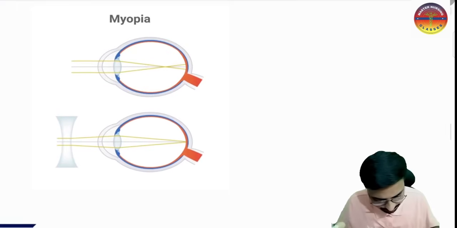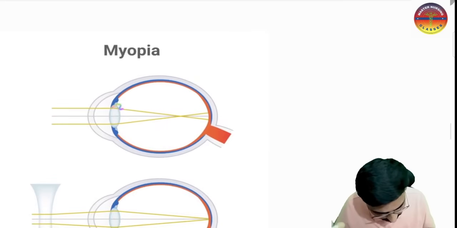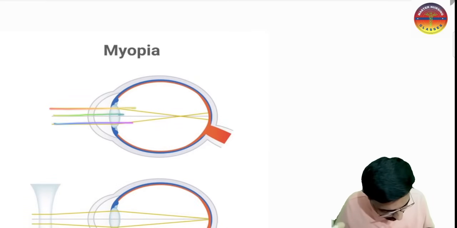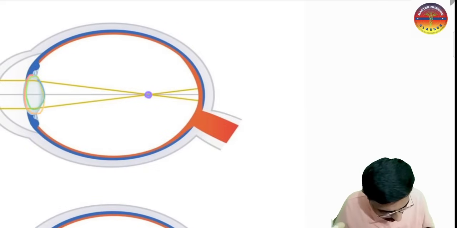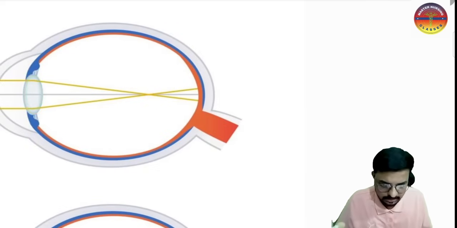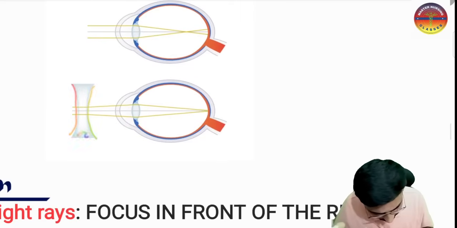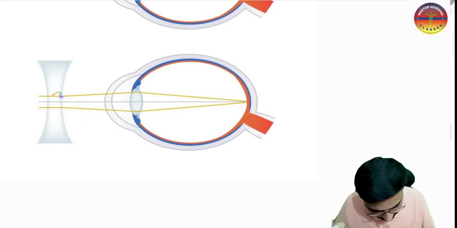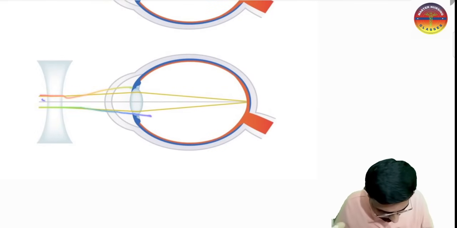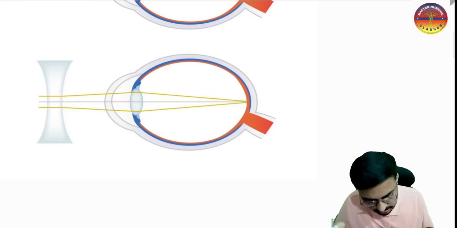Here you can see, normally this light ray coming here should bend directly on the retina. But due to the over function of this lens, it is bent in front of the retina. To treat this, we add this particular lens, the concave lens. When we add the concave lens, it will diverge the light rays, and it will not allow them to bend in front of the retina, it will allow them to bend exactly on the retina. This is the treatment of myopia.